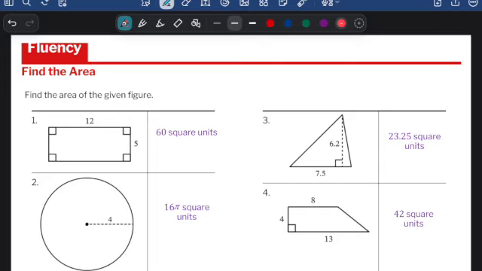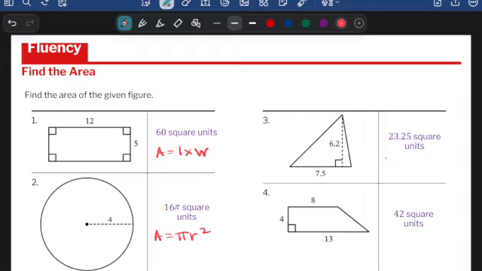Just a review of how to calculate area, since we're going to need to calculate the area of bases. If we have a rectangle, remember area is just length times width. So that's how we got 60, multiplying 12 times 5. Area of a circle is pi times the radius squared. So we square 4 and multiply it by pi, which is how we get 16 pi for the area of the circle.